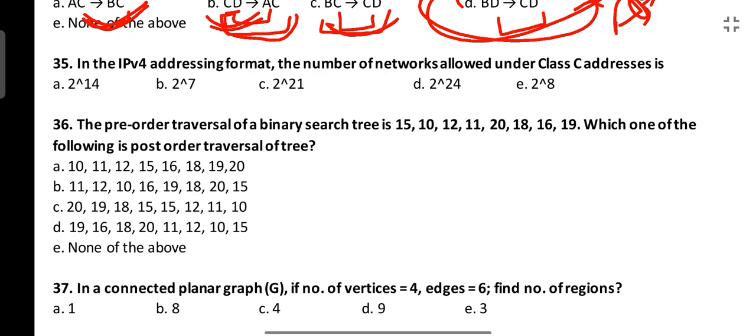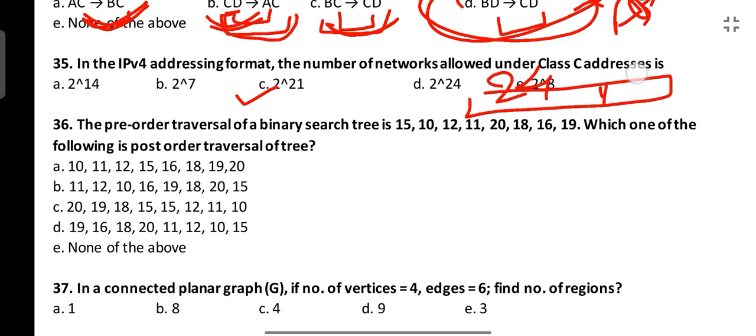Next is, in IPv4 addressing format, the number of networks allowed under class C addresses is? The correct answer is 2 to the power 21. In class C, we know 24 bits are for network and 8 bits are for host ID. And in the 24, the first 3 bits are reserved as 110. So the remaining is 21. So the number of addresses is 2 to the power 21.